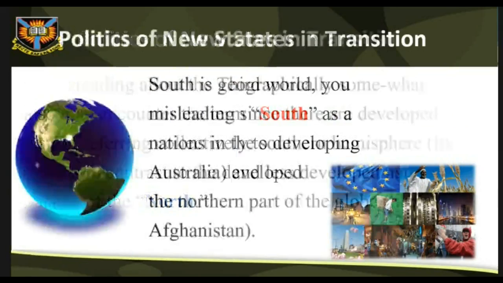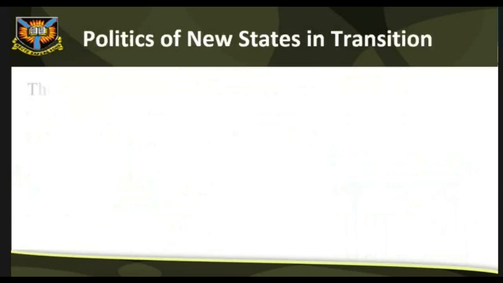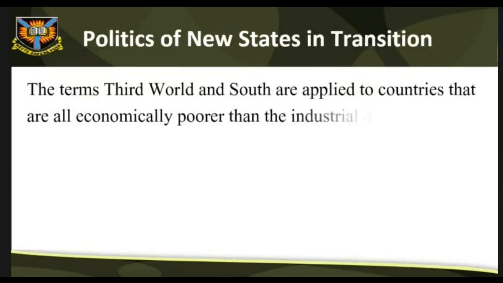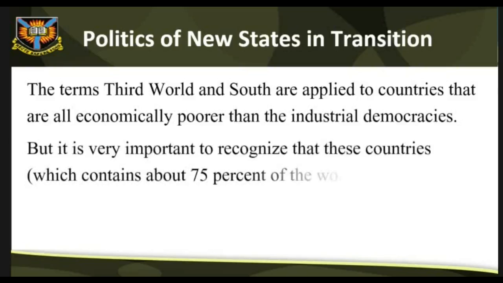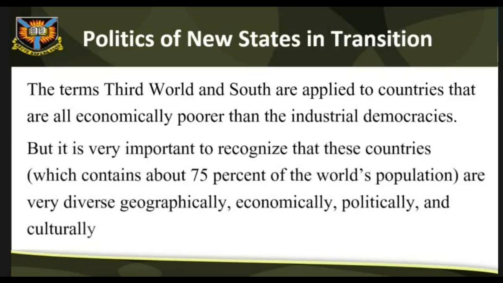Granted, South is geographically somewhat misleading since there are developed nations in the southern hemisphere, like Australia, and less developed nations in northern parts of the globe, like Afghanistan. The terms third world and south are applied to countries that are all economically poorer than industrialized democracies. But it is very important to recognize that these countries, which contain about 75% of the world's population, are very diverse geographically, economically, politically, and culturally.